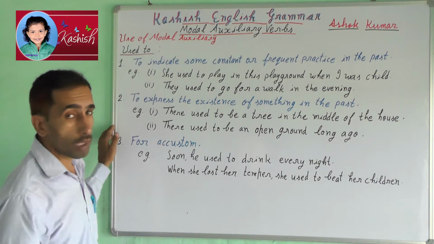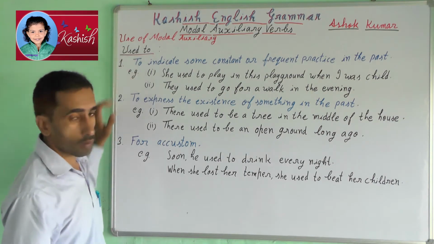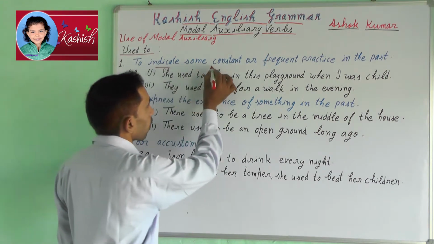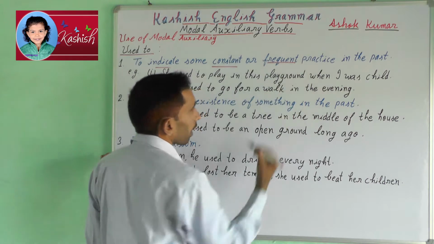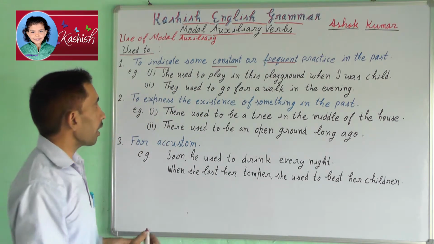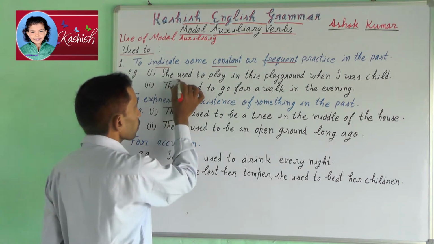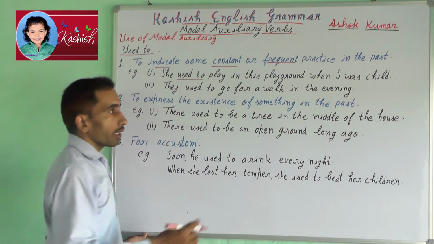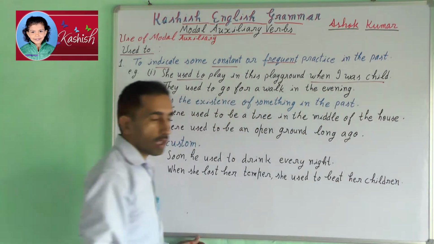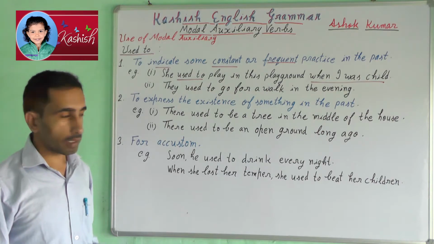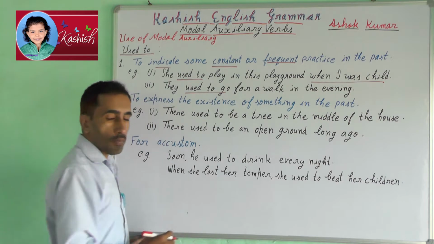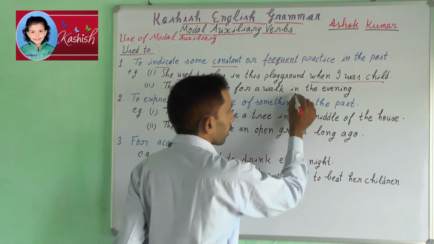Use of modal auxiliary used to. First, to indicate some constant or frequent practice in the past. For example, she used to play in this playground when I was a child. Next, they used to go for a walk in the evening.